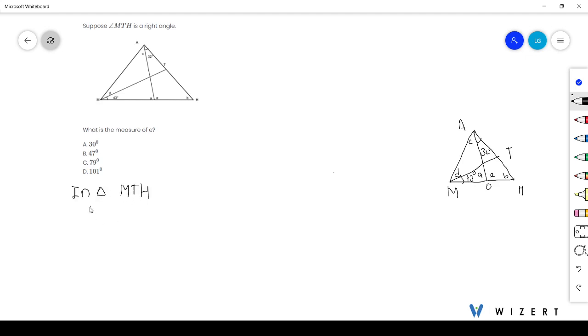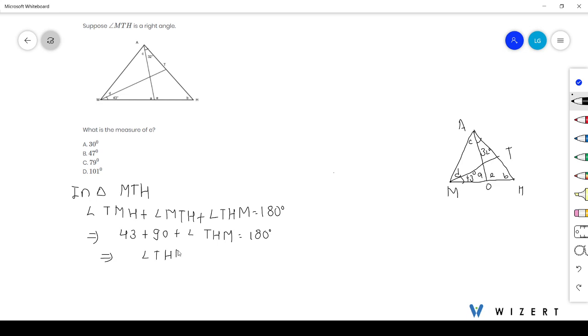Now in triangle MTH, as the sum of the angles of a triangle is 180 degrees, so angle TMH plus angle MTH plus angle THM equals 180 degree. So 43 degree plus 90 degree plus angle THM equals 180 degree. So angle THM equals 47 degree, which is angle B.